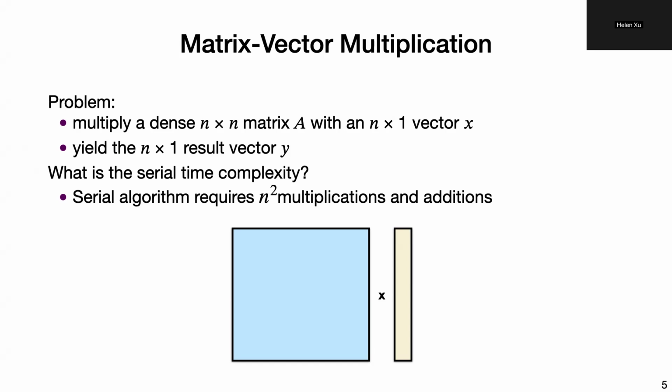Questions? Is it clear why the serial complexity is n squared? And is it clear what the actual computation is doing? It's doing these dot products.